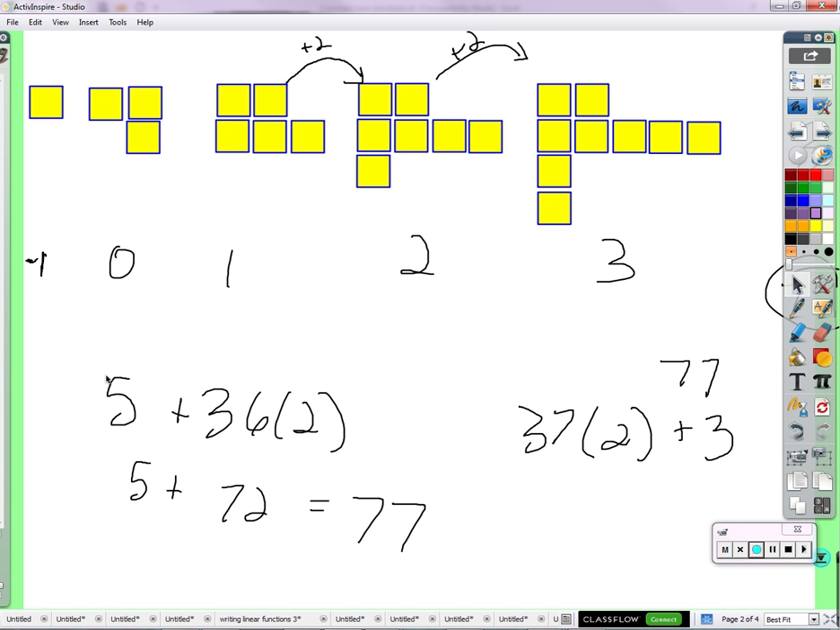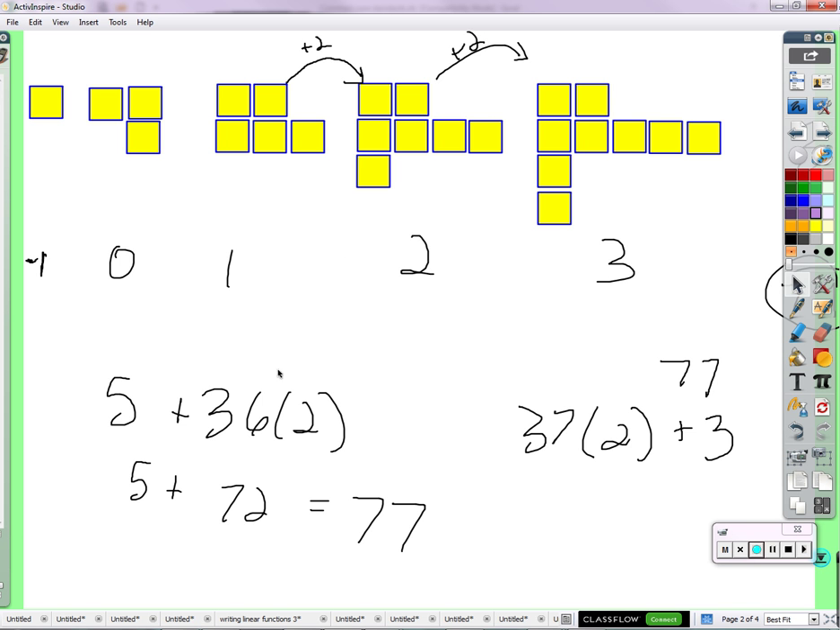How many would be in figure negative 2? Negative 1. We'd have to take away 2 from this, right? Yes, it'd be negative 1. I mean, it doesn't make sense in blocks, right? What's a negative 1 block? Does it make any sense? But if we were to back up to figure negative 2, we'd go back 1, back another 1, 0, then back another 2, negative 1. So there'd be negative 1 blocks in figure negative 2.